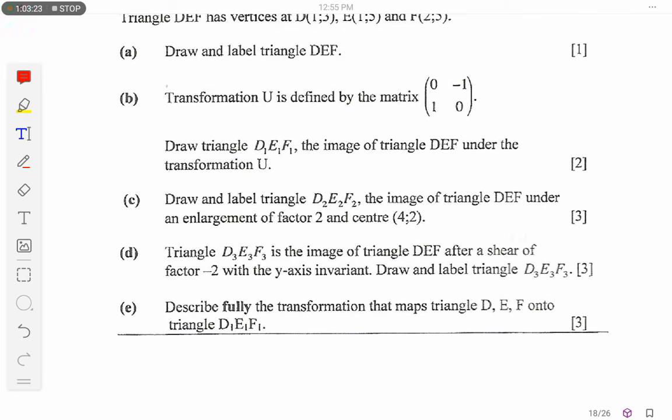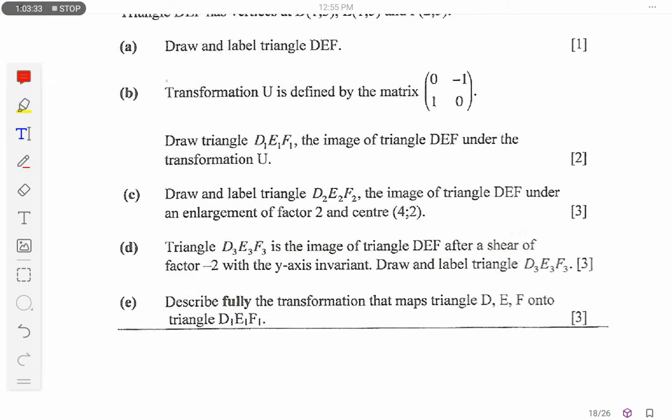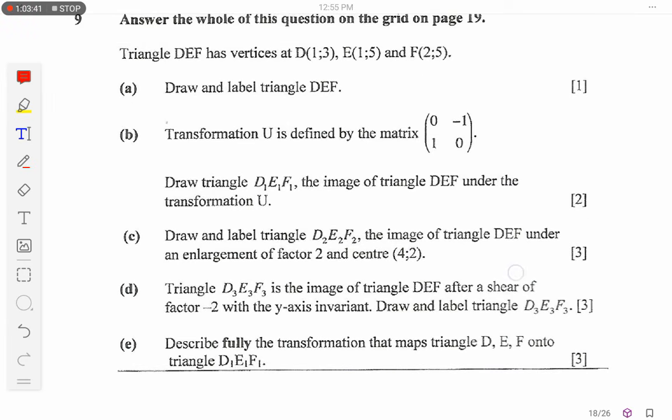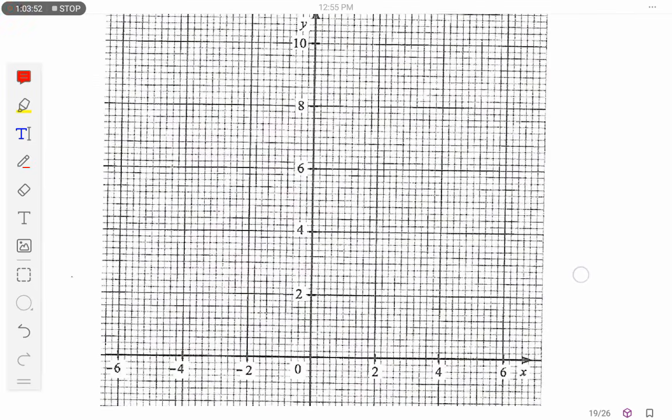Okay, question number 9 now is asking us to draw on a graph. We are now looking at transformation. I'll just go through this question and go straight to answering it. They are saying draw and label this diagram. For us to draw here, we just go to our Cartesian. It's already drawn for us.